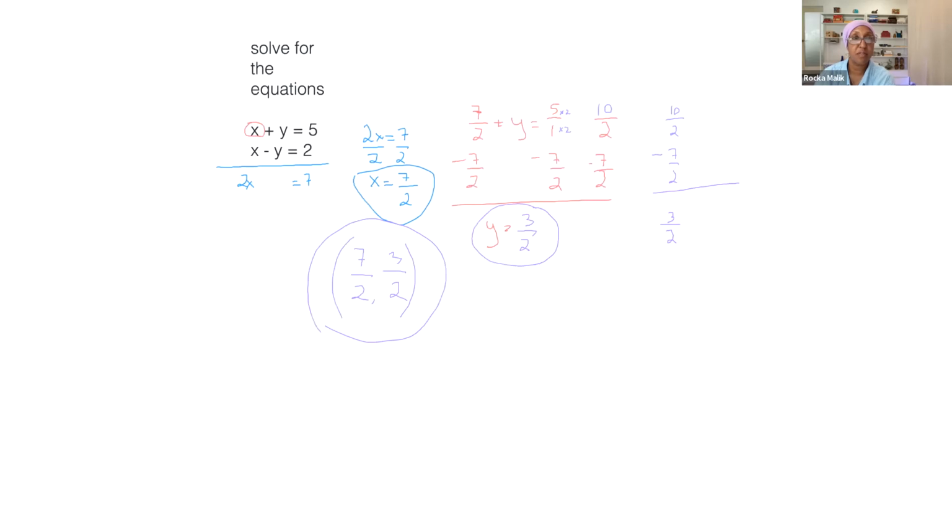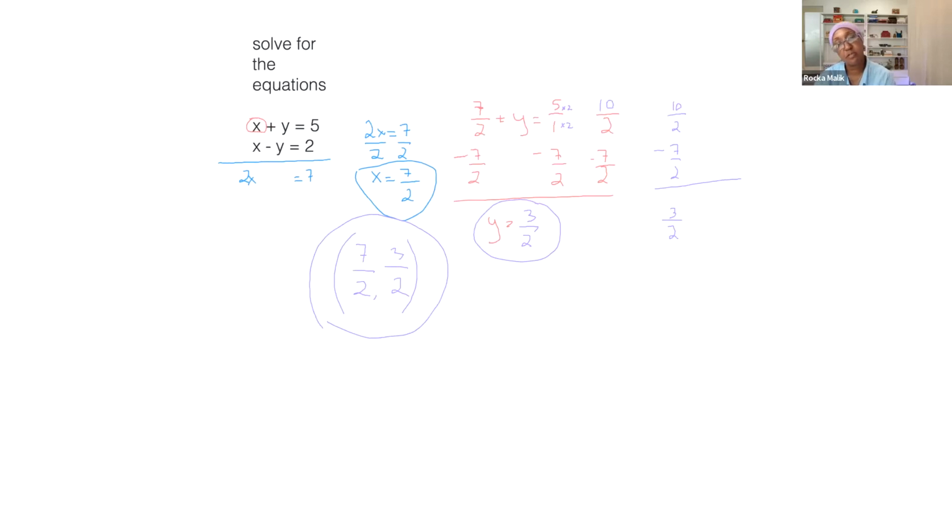Let's do other ones. But I make sure we're comfortable moving back and forth from slope intercept to standard form and then combining the equations.